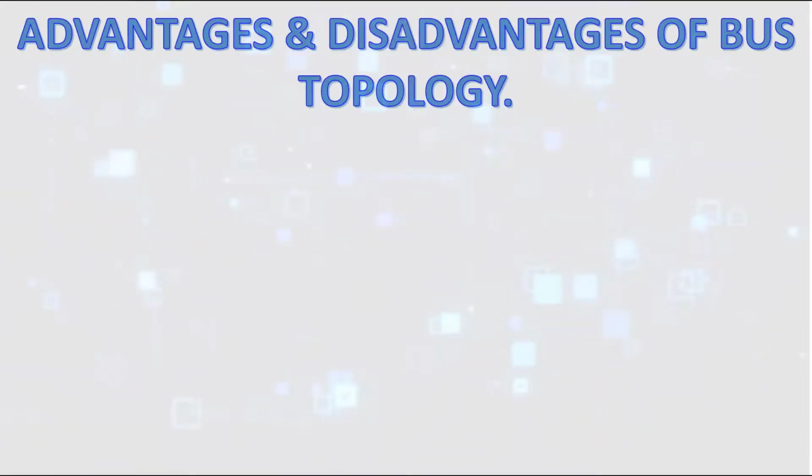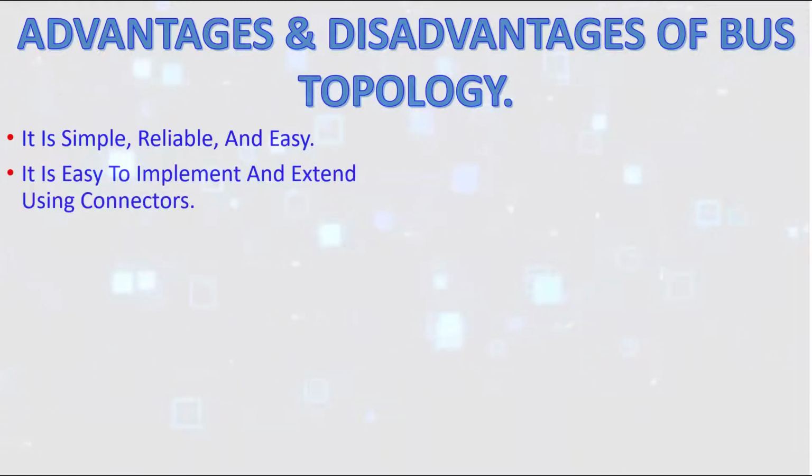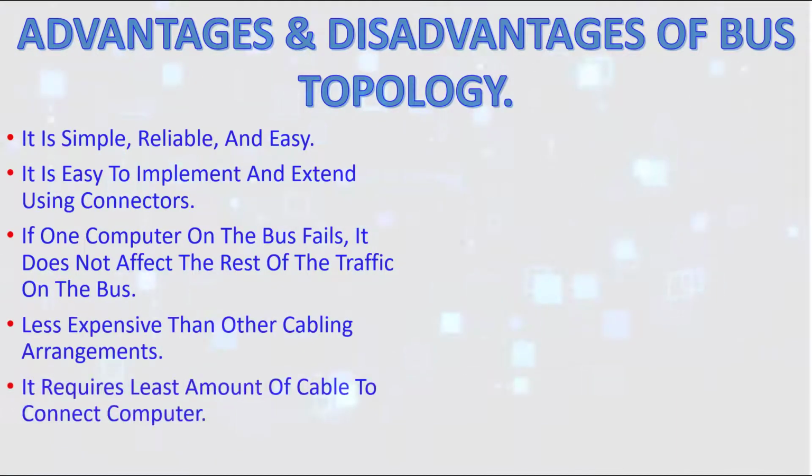Now we will see the pros and cons of the bus topology. The cost of the cable is less as compared to other topologies, but it is used to build small networks. If many devices are connected to each other in bus topology, then the number of cables required to connect them is only one. If one system fails, it does not affect the rest of the traffic on the bus. It is less expensive, as only one cable is used to connect all the nodes together.